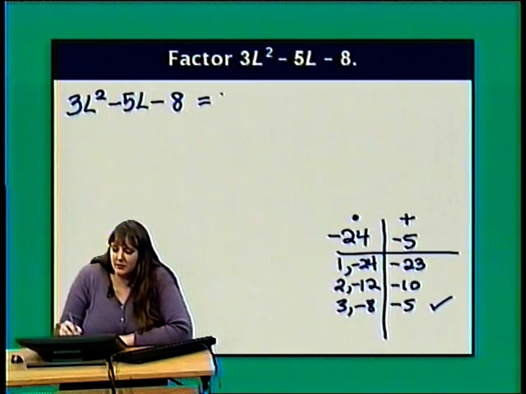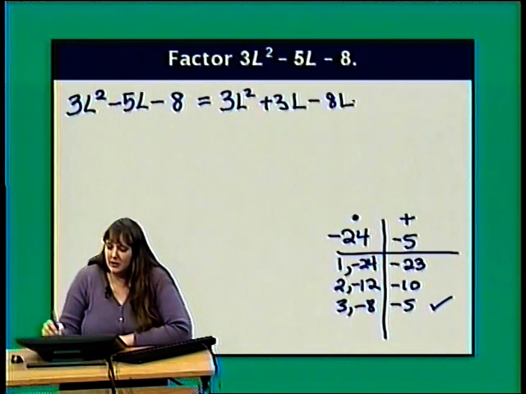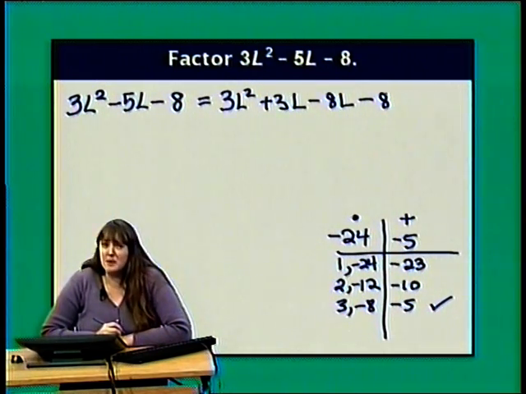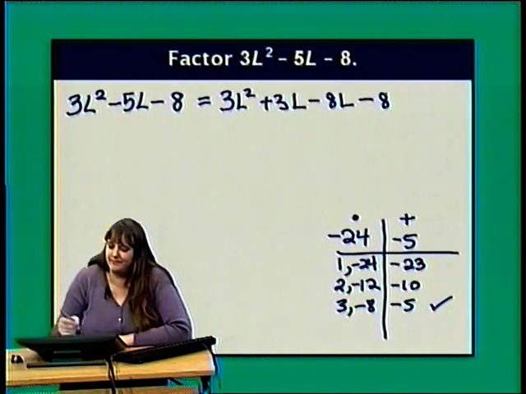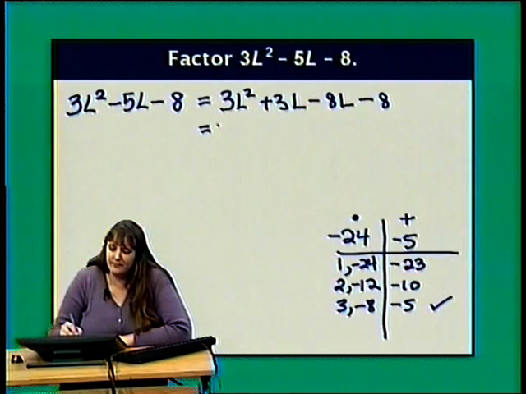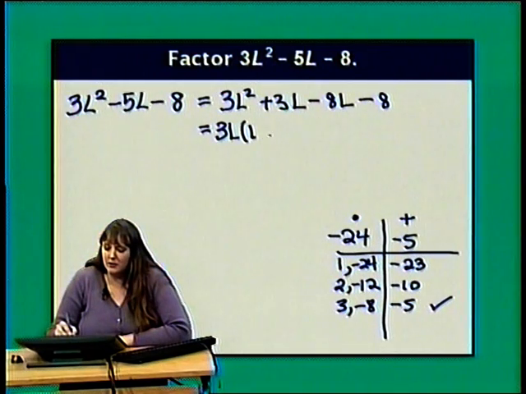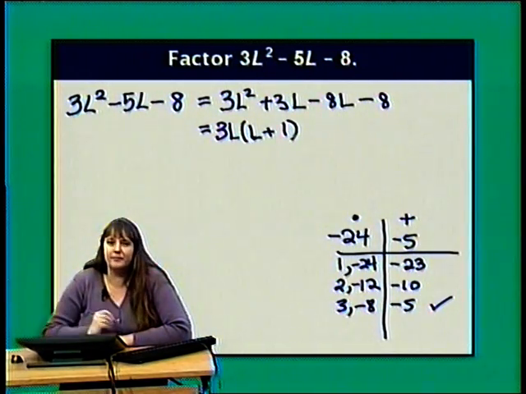So let's rewrite this trinomial as 3L squared plus 3L minus 8L, and then we had that constant minus 8. Remember, it doesn't make any difference whether I write plus 3L minus 8L or minus 8L plus 3L. This factoring by grouping should still work as long as I've chosen the correct integers. Grouping the first two terms, 3L squared and 3L, those have a common factor of 3L. If I factor out 3L, I leave behind L plus 1.